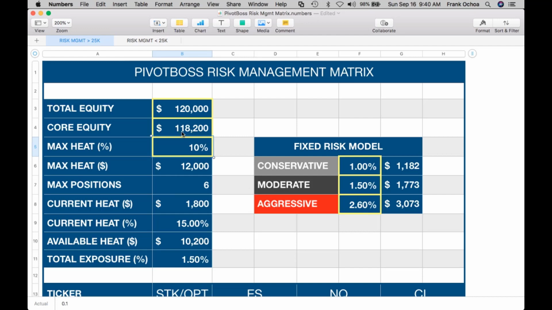That gives us $115,200. So let's put that here, $115,200. And now you can see that we now have $4,800 at risk. That's 40% of the max available heat that we can put at risk. The available heat left is 7,200.